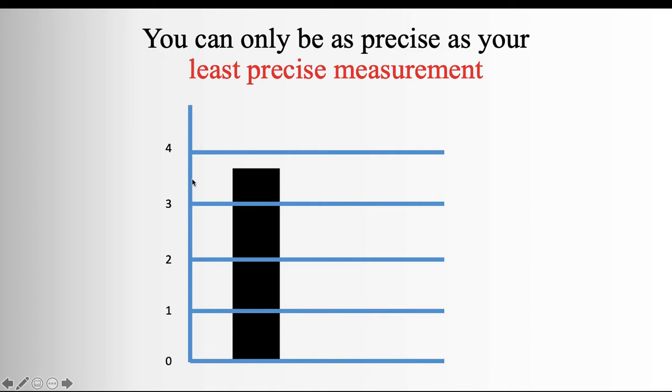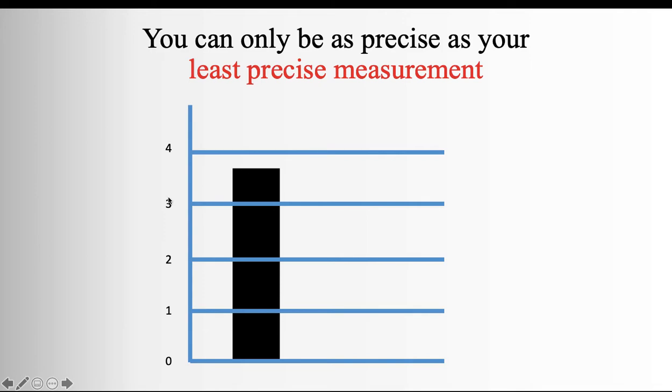I can say that it's a little over halfway, so I can estimate this to be about 3.7, but that 7, the 0.7, that digit is not really precise because I'm guessing. And that is what limits my precision: how accurate I can get, or how many divisions of the scale I can get. For this one, because I only have it divided into 4 parts, I'm not very precise in my measurement.